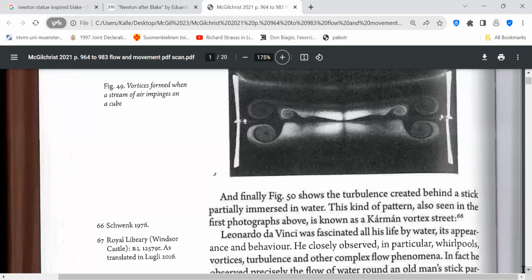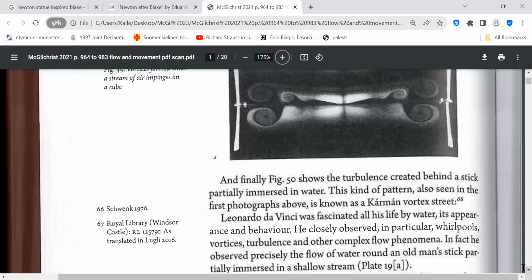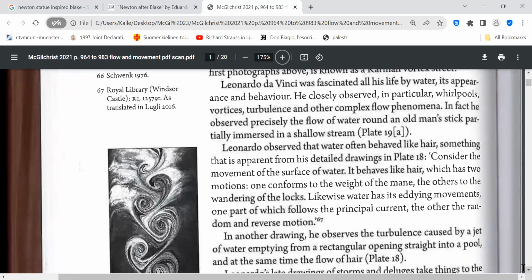Leonardo da Vinci was fascinated all his life by water, its appearance and behavior. He closely observed, in particular, whirlpools, vortices, turbulence, and other complex flow phenomena. In fact, he observed precisely the flow of water round an old man's stick, partially immersed in a shallow stream.